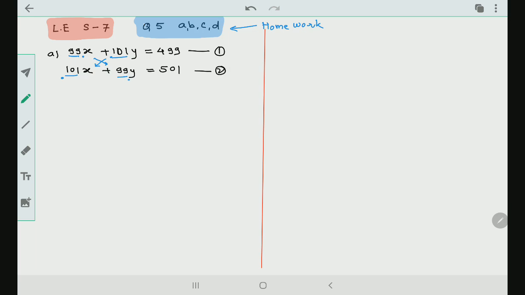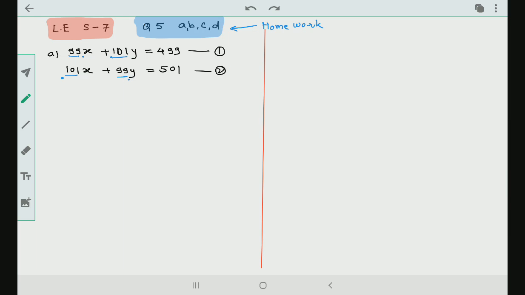Got the point? In question number 5, all the questions are of a similar kind, with alternate coefficients, and you have to solve them using the same method. That's the reason I chose only one question, and you have to solve all the other questions. I hope you are all ready for this. Believe me, it is a very, very simple question.